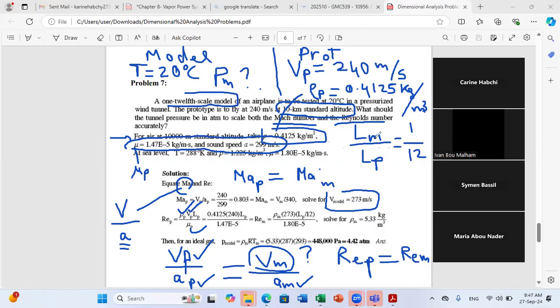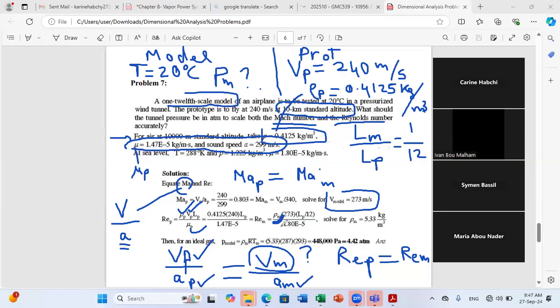So the ratio will simplify, because now if you look at this expression, I will zoom a little bit. If you look at this expression, you have rho of the model, which is unknown.